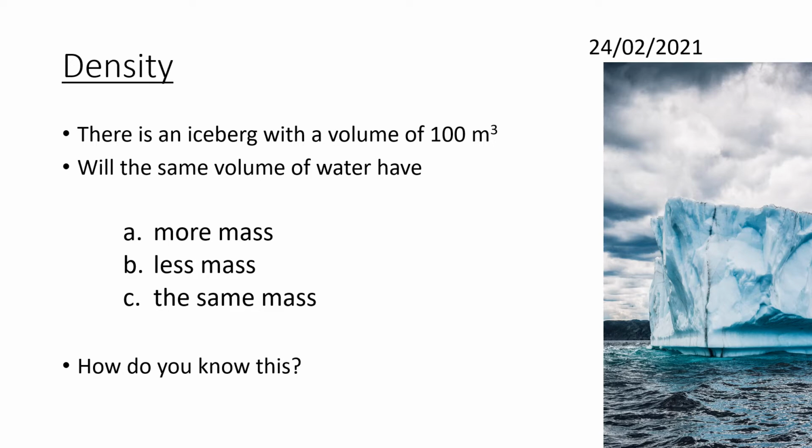Well, if we take the same volume of water, ice will actually float on top of water, hence in the picture you can see ice on top of the water. And the reason for that is because if we have the same volume of ice and the same volume of water, you will actually find that the same volume of water has more mass than the same volume of ice. And how do we know this? It's because of the observable phenomena of ice actually floating on top of water.